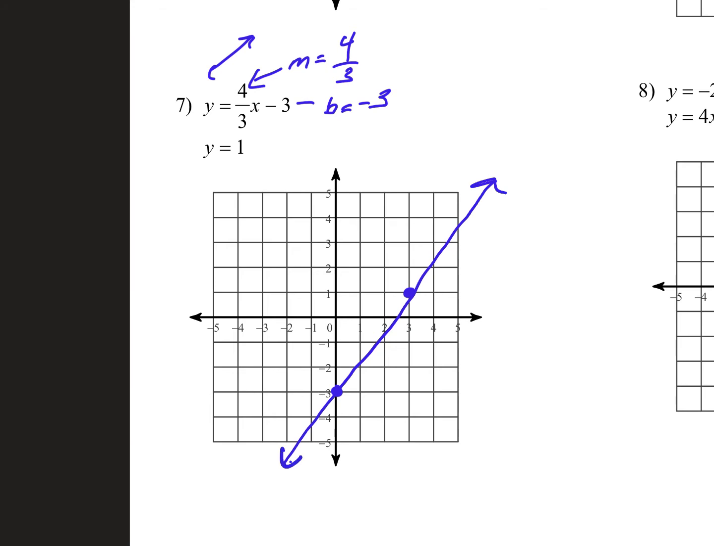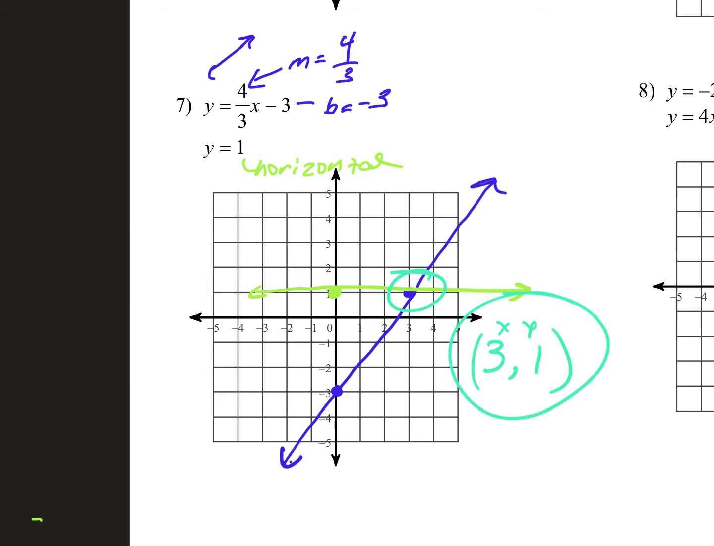Then I have y equals 1. Well, where is y equals 1? On what axis? The y. So I'm going to put a point right there. And if I draw a line that goes through that point, it's a what kind of a line? It's a horizontal line. So remember, when you have y equals, it's going to be a horizontal line. X equals vertical. What is the solution to this system of equations? 3, 1. And again, how can we check? Plug it back into each equation.